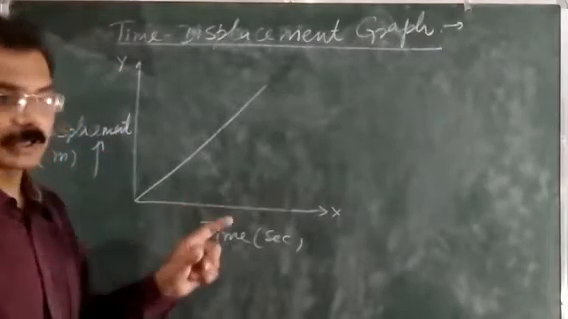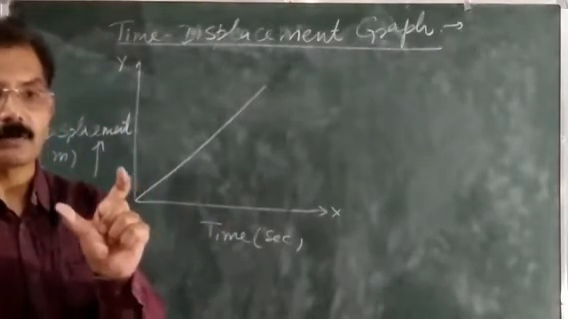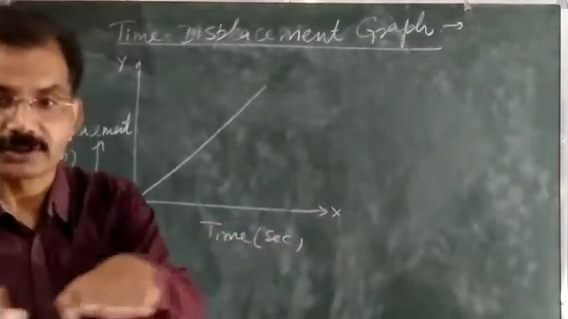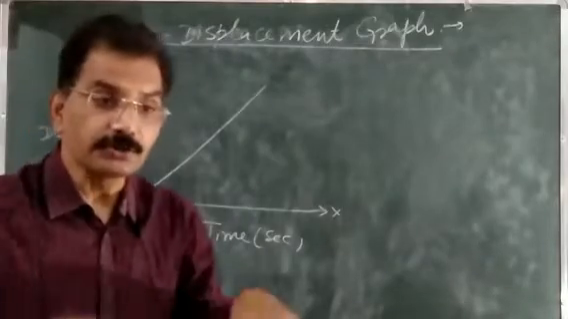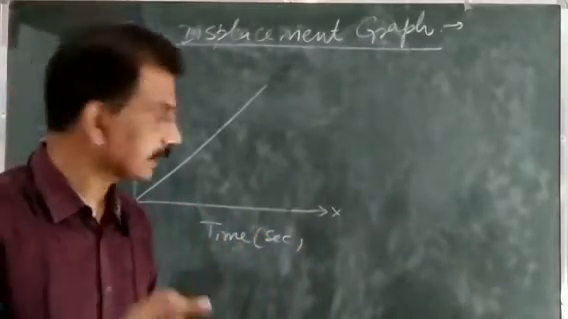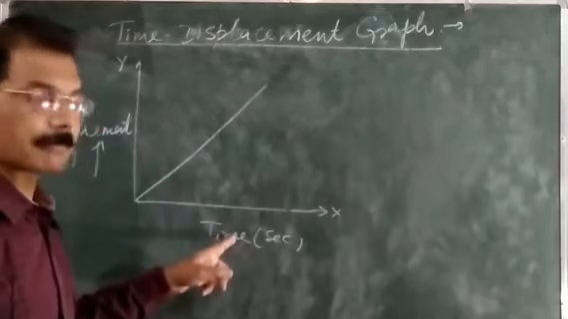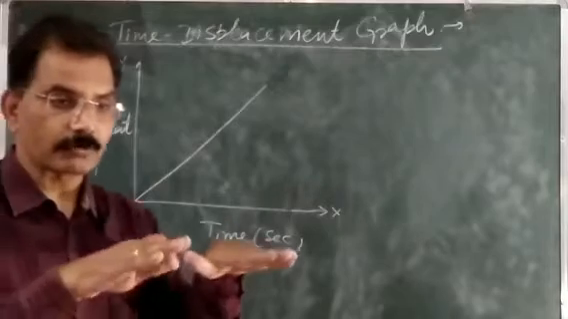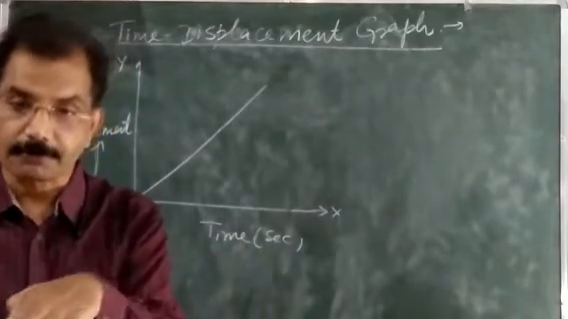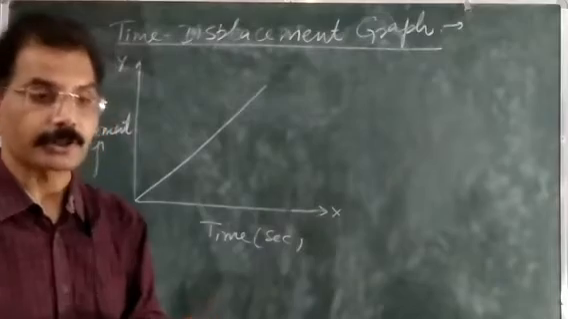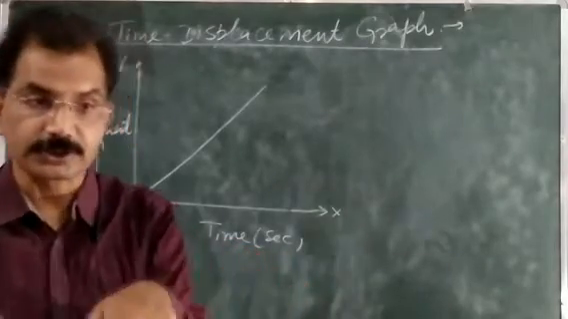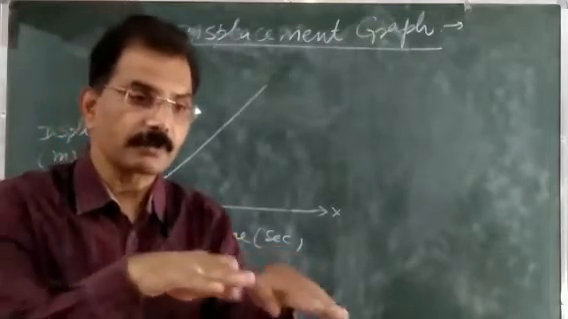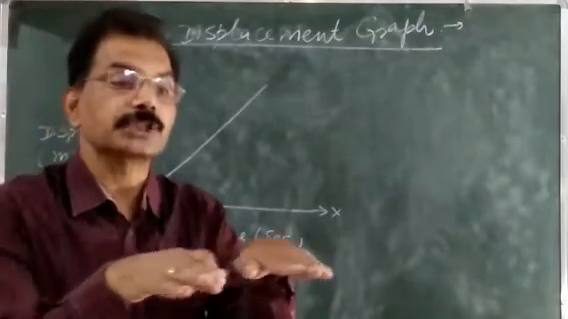And if the body is covering equal displacement in equal intervals of time, it means the body is moving with uniform velocity. बॉडी किससे चल रही है? यूनिफॉर्म वेलोसिटी से। याद रखिएगा, if the displacement time graph is a straight line, इसका मतलब the body is covering equal displacement in equal intervals of time. It means the body is moving with uniform velocity. और जब बॉडी यूनिफॉर्म वेलोसिटी से चले तो उसकी एवरेज वेलोसिटी और इंस्टेंटेनियस वेलोसिटी हमेशा सब कुछ क्या रहती है?